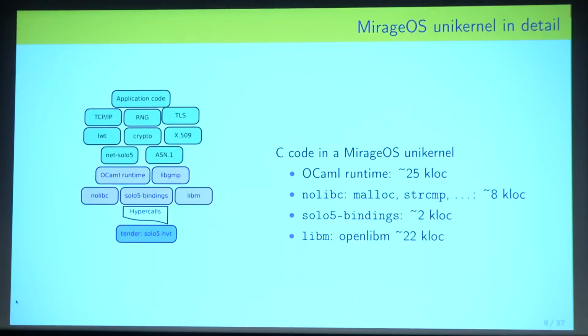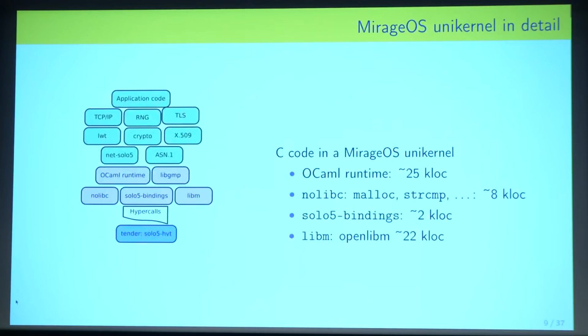Then we have a library called Solo5 bindings, which is basically something which translates into hypercalls, or which can access the hypercalls and communicates with the host system via hypercalls. That is roughly 2,000 lines of code. Then we have a math library for sines and cosines and tangents and so on, and that is just OpenLibM, which is originally from the FreeBSD project, and roughly 20,000 lines of code.